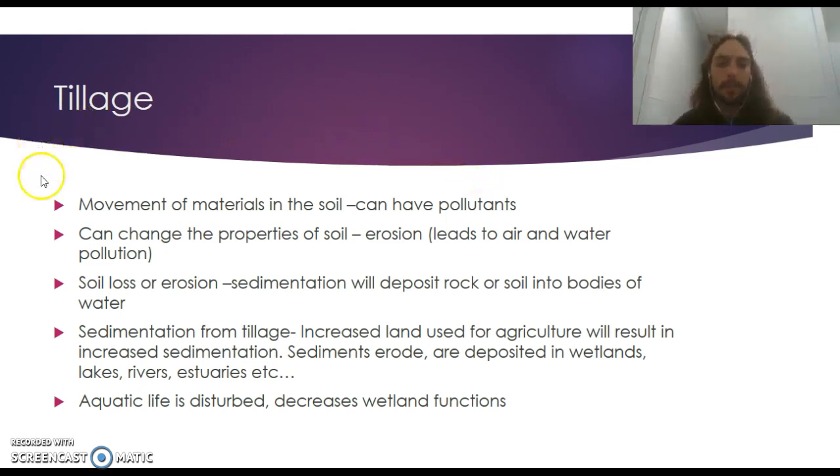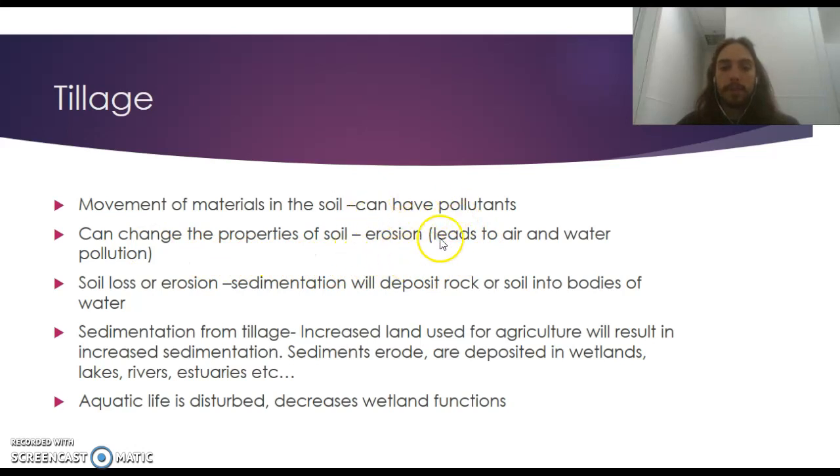So tillage is just movement of materials in the soil. We're just making the bottom part of the soil come to the top, essentially. So one thing that can happen is the soil can have pollutants in it, and they'll be on the top. And so when you till that soil, it's going to put the top of the soil on the bottom, and it's just kind of rotating the soil. So that top of the soil that had pollutants in it is now on the bottom. And so the pollutants are just going to kind of stay in the soil until water or something comes through and gets them out of there and puts them in another system. So tilling can change the properties of the soil.